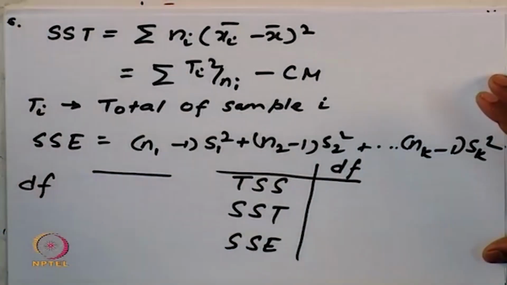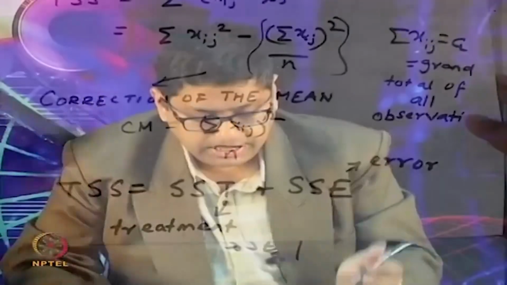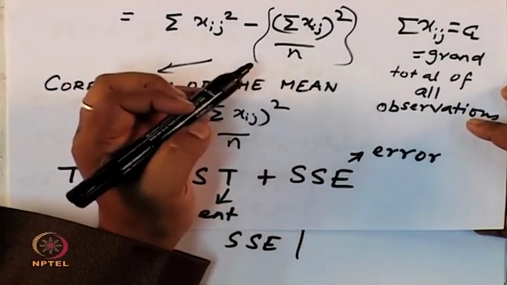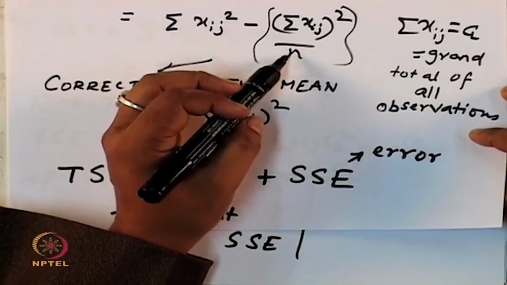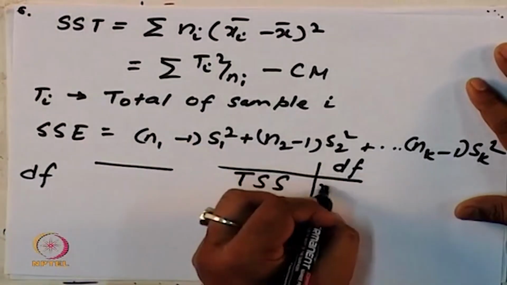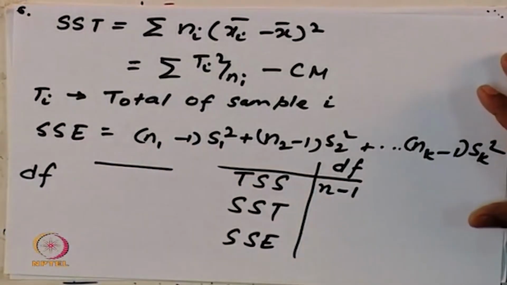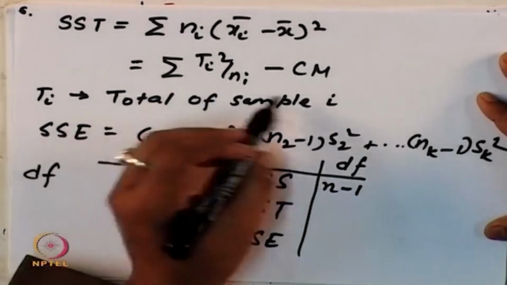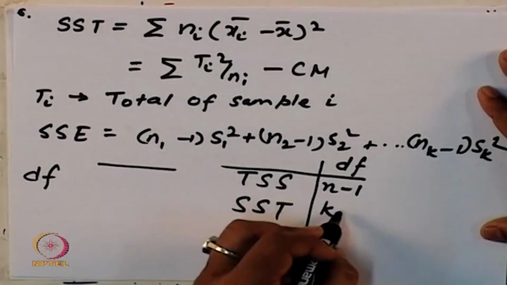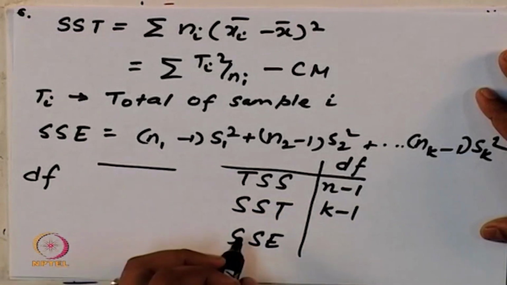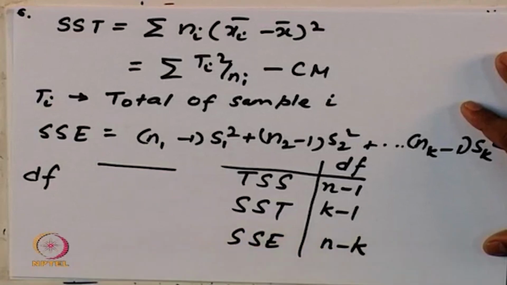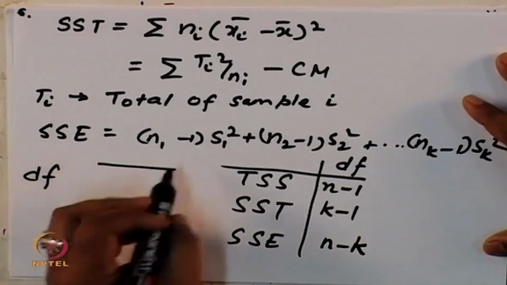So, for TSS, okay, so TSS is this, and it has a total of n squared terms, okay. So, degree of freedom of TSS is n minus 1. SST accordingly you can see has k terms. So, degree of SST is k minus 1, and degree of SSE is going to be n minus k, okay. And that you can make out from this term.